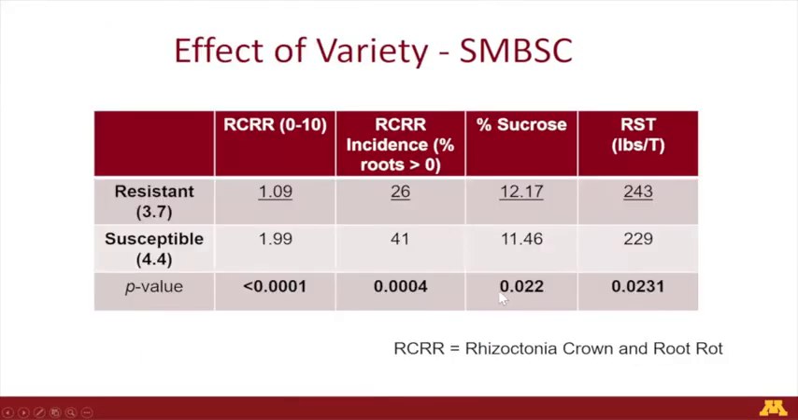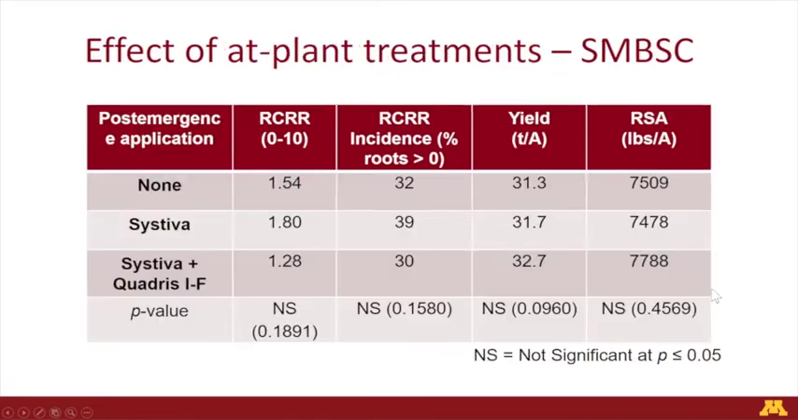And some data between 3.7 and 4.4, this is for the harvest. Looking at the sucrose, a little bit higher sucrose in the resistant one because there's actually less root rot and also more recoverable sucrose per ton. And the final rating for Rhizoctonia was much lower for the resistant one compared to the susceptible one. The other pattern that we saw was when we compared these at-planting treatments, really by the time of harvest, when we looked at the data across two varieties, we could not separate any of these parameters statistically.